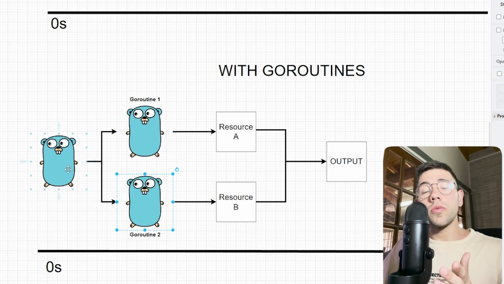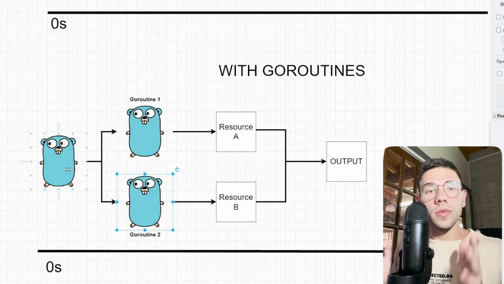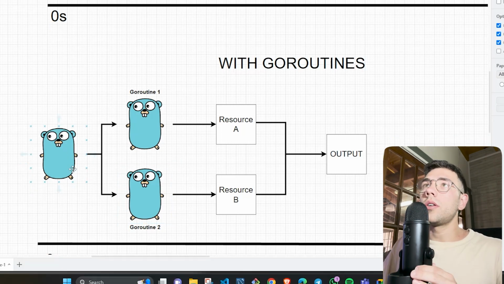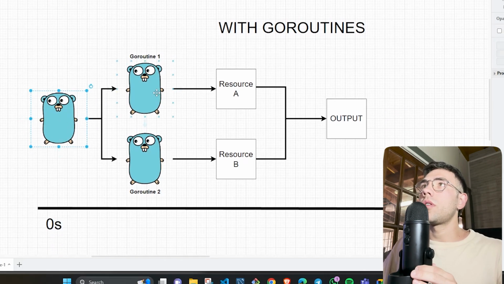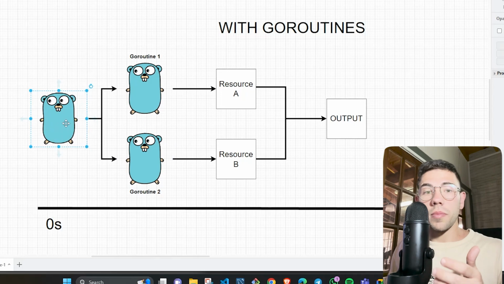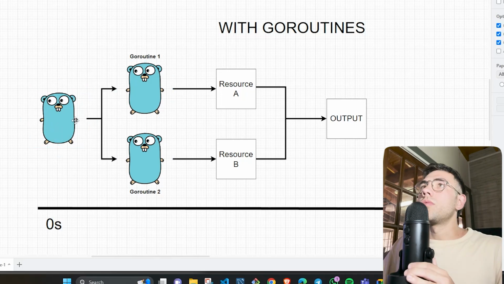But how does this main program know that? Well, that's where wait groups come in. Wait groups allow this main Goroutine, this main program, to wait for all the Goroutines that this main Goroutine executes. So with wait groups, this main Goroutine can wait for this resource and this other resource.